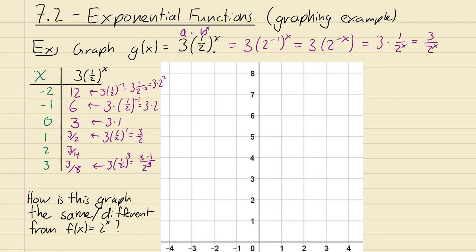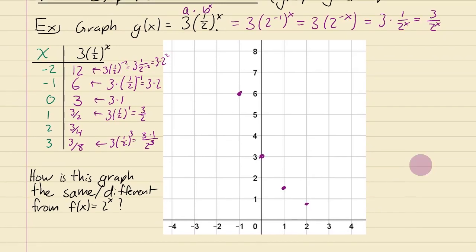So let's plot these points. I've got -2, 12, which doesn't even fit. It's going to be off the top there somewhere. And then -1, 6 is right here. 0, 3 is here. 1, 3 over 2 is 1.5, right there. We got 2, 3/4 right here. And 3, 3/8, which is a little bit less than 1/2. So the graph is going to look like that.